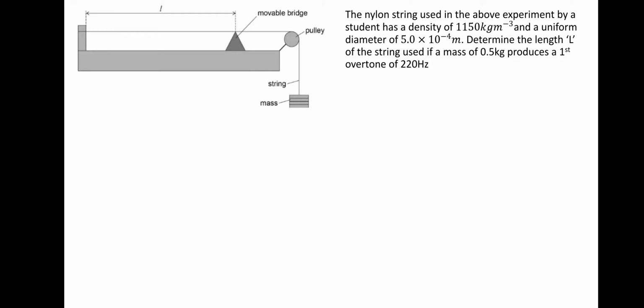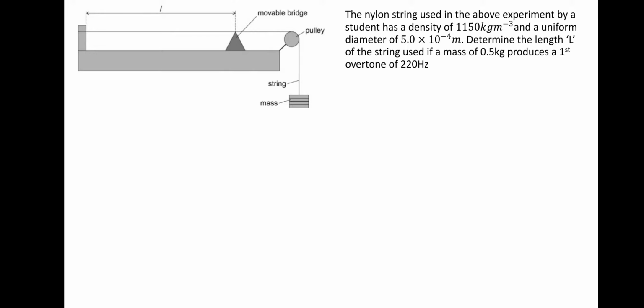So we've got an experiment here that a student might set up. First of all, you should pause and have a go, and then I'll take you through it. It says, the nylon string using the above experiment by a student has a density of 1,150 kilograms per cubic meter, and a uniform diameter of 5 times 10 to the minus 4 meters. Determine the length L of the string used if a mass of 0.5 kilograms produces a first overtone of 220 Hertz. So there's a lot of information there, and we actually have a lot of things to do as well.